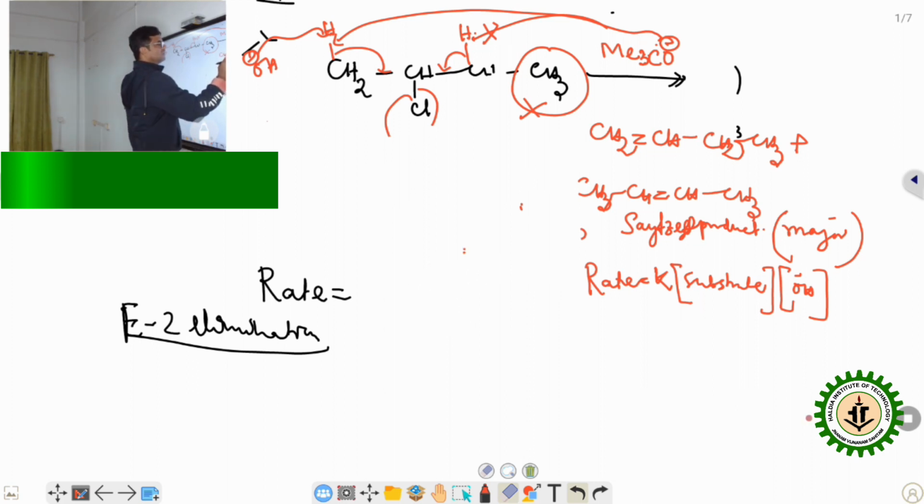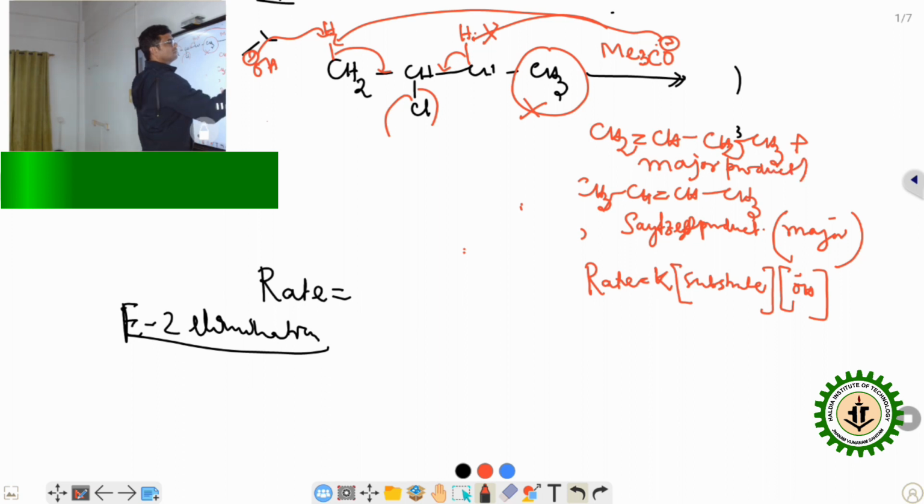This will be the major product. Here the Hofmann product will be the major product based on steric grounds, because here the bulky base is used.